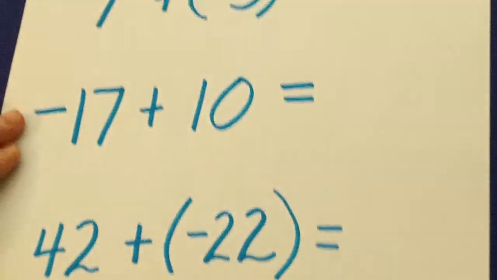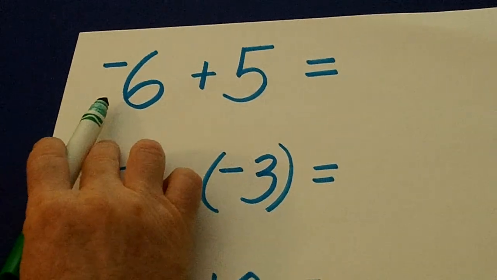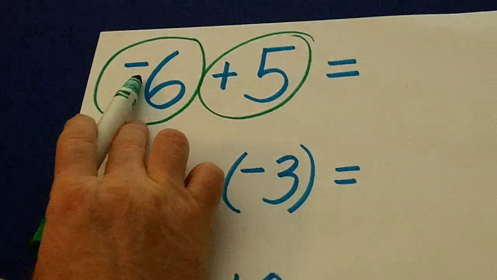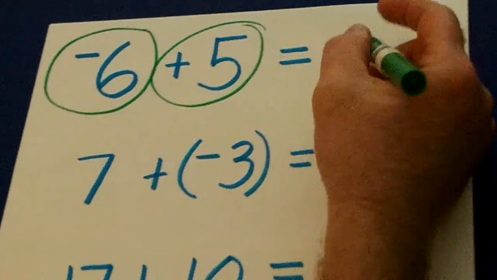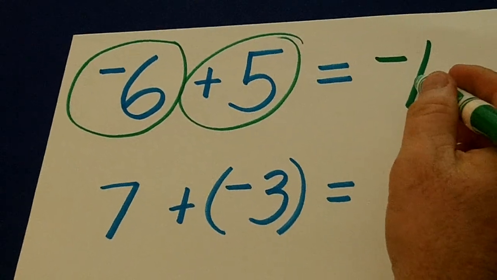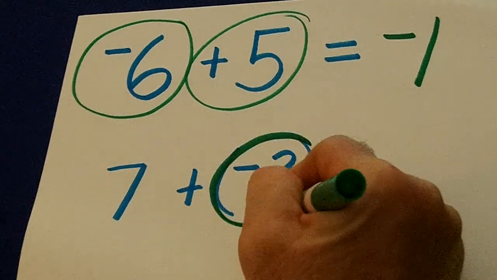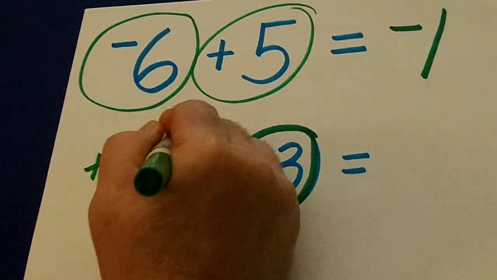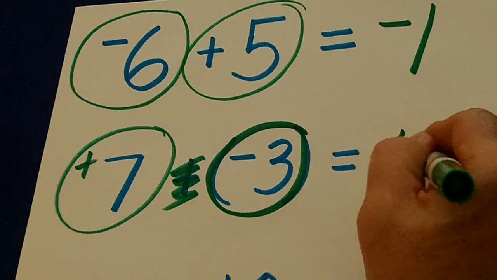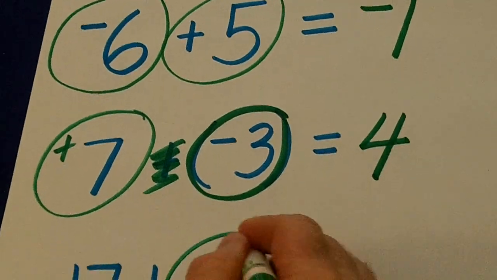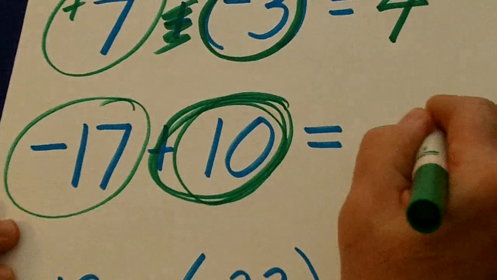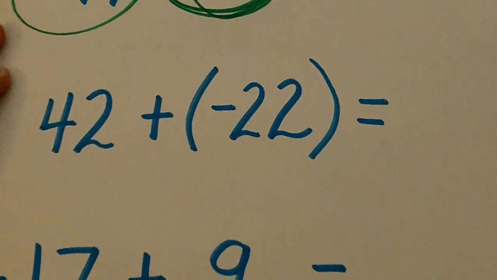Now, here's our last sheet for this little lesson. Negative 6, positive 5. Watch this. The negative number is bigger than the positive by 1. Now here's a negative 3, positive 7. The positive number is bigger by 4. Aha. Okay, so positive 10, negative 17. The negative number is bigger by 7.